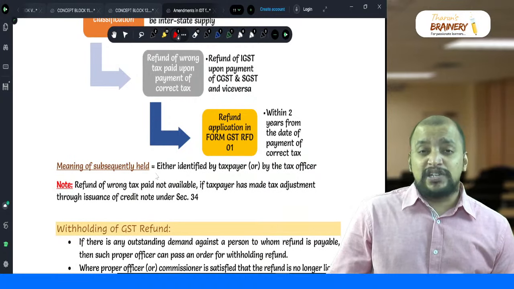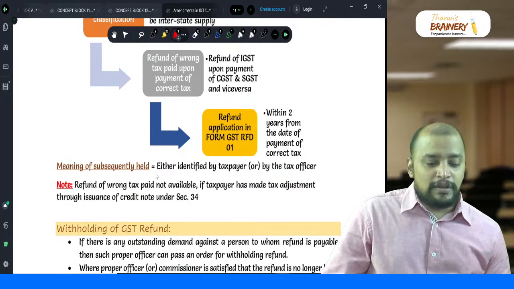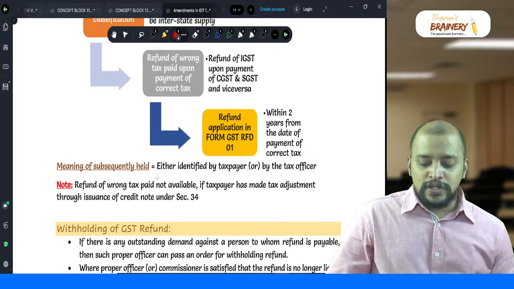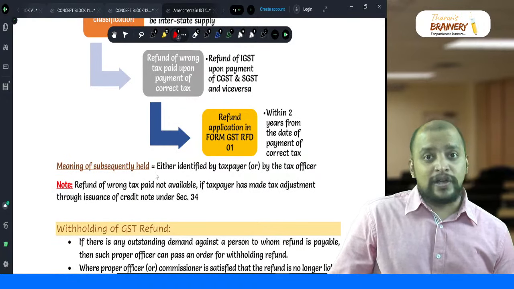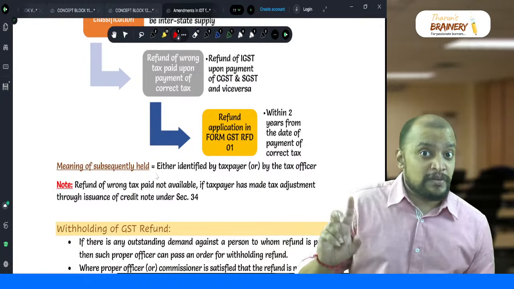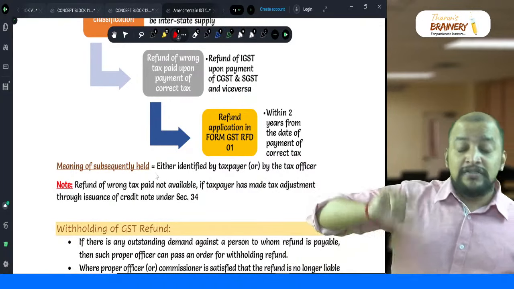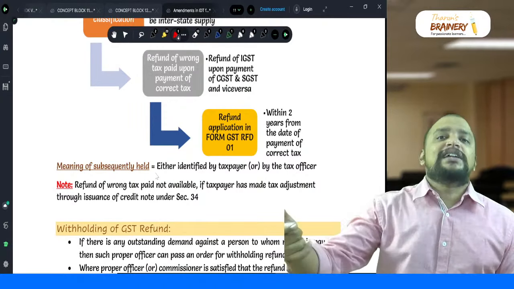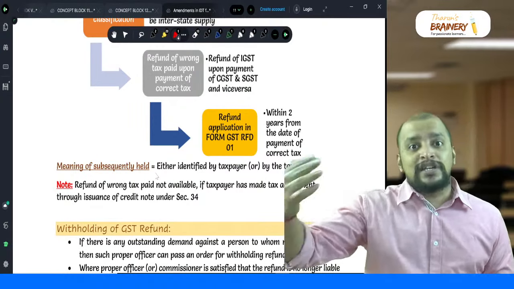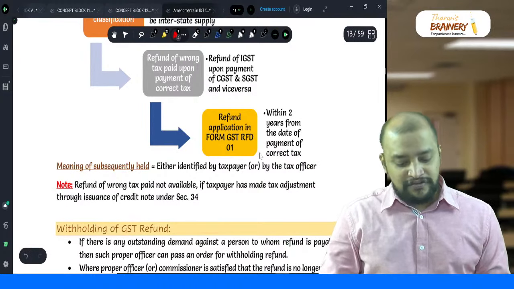So the refund application is in RFD 1. What is the time limit for the refund application? Within 2 years from the date of payment of correct tax, that should be taken. Within 2 years, not from the date of payment of wrong tax. First we would have paid wrong tax. Again, we will pay correct tax. So the day when we pay the correct tax, from that date within 2 years, we need to make an application for refund.